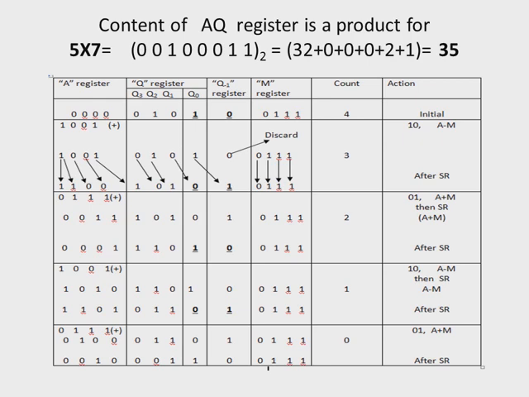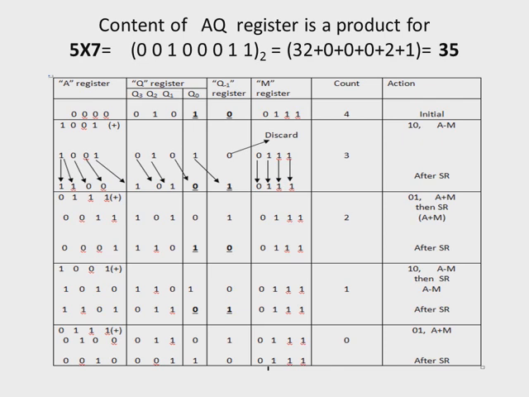Take initial values of A, Q, Q minus 1 registers and count equal to 4. Compare Q0 and Q minus 1 values. Apply the concept of radix to Booth's multiplier table. Initial value Q0 equal to 1, Q minus 1 equal to 0. For this, the action to be performed is A minus M, then shift right operation. Now the count reduced to 3. Here minus M indicates 2's complement of multiplicand and this is added with the content of A register.